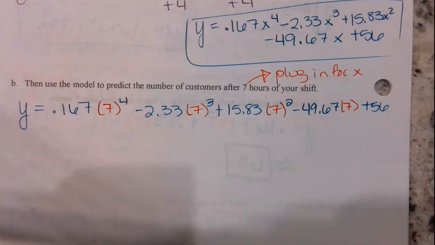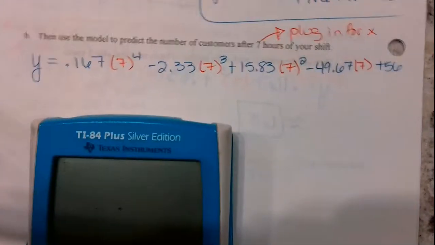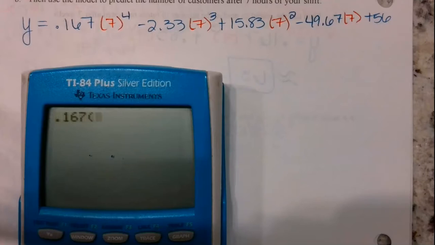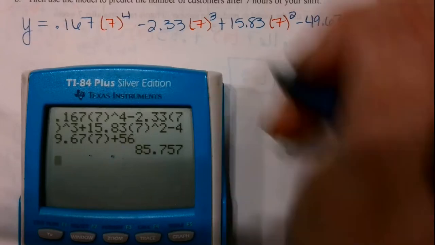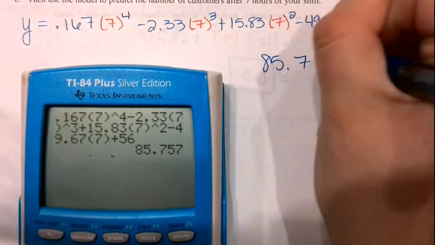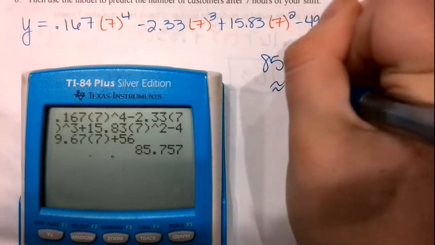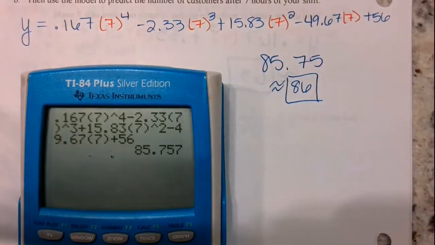Okay, so then I want to go ahead and type this into my calculator. This gives me 85.75. So about 86 people. And like I said before, on the test, it'll be nice, easy numbers.